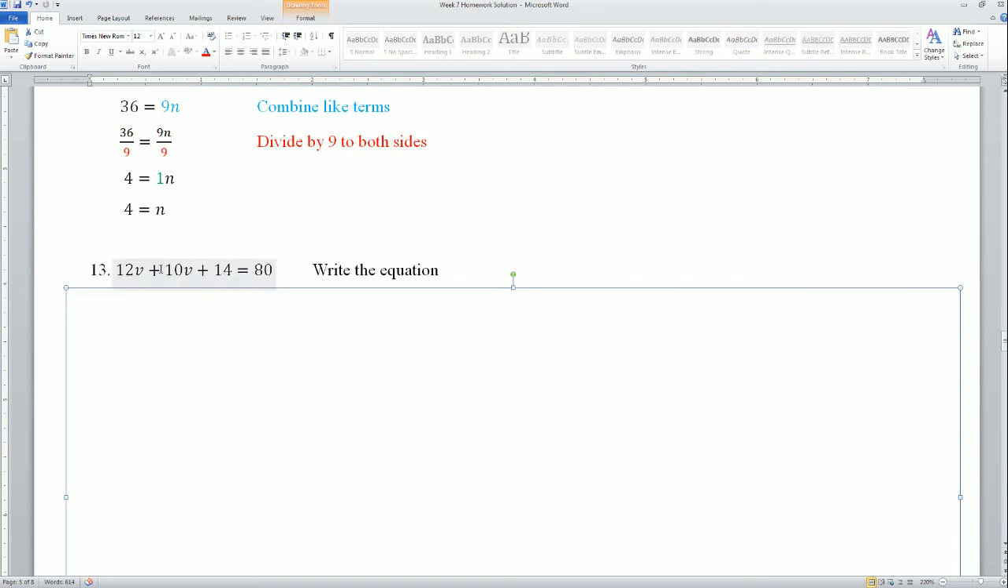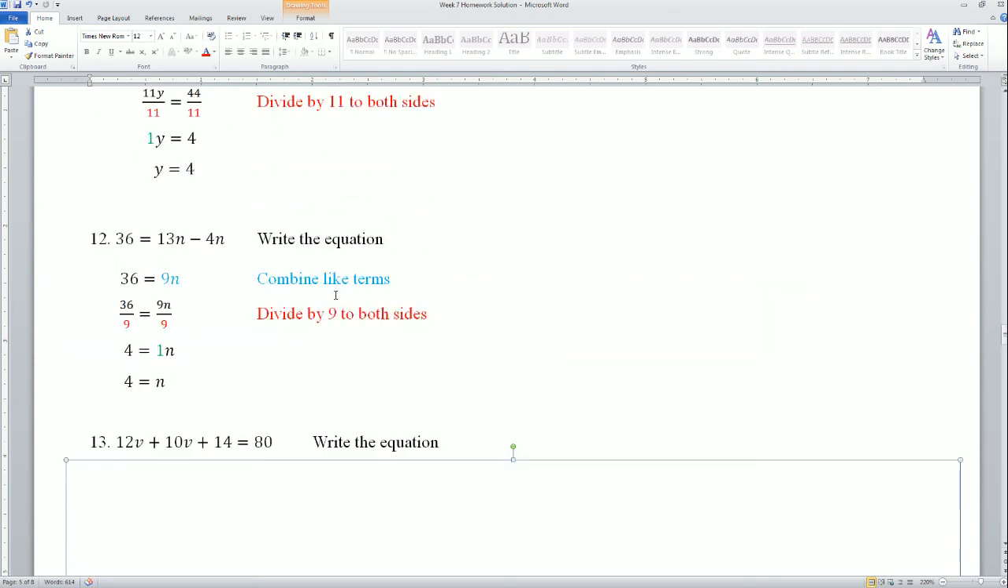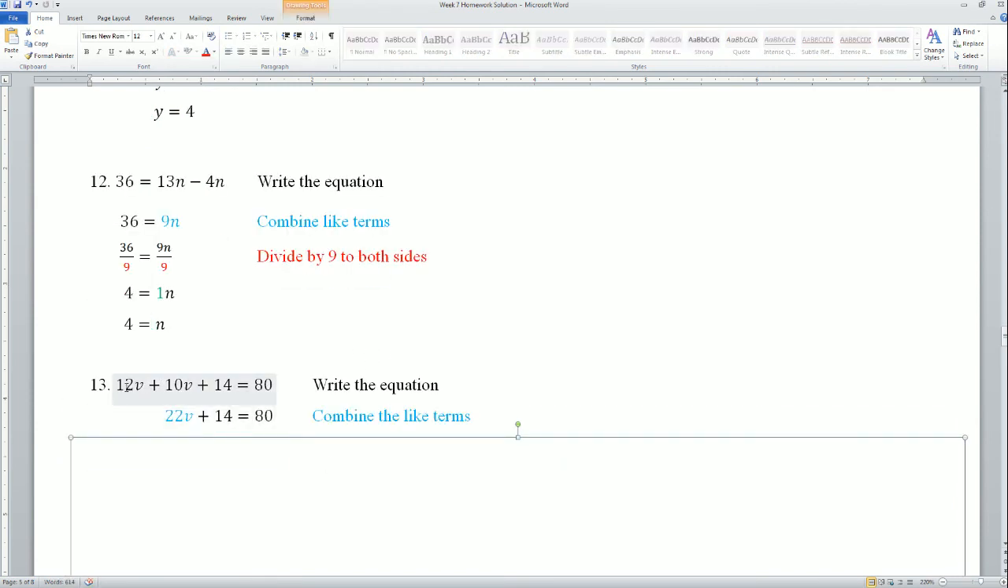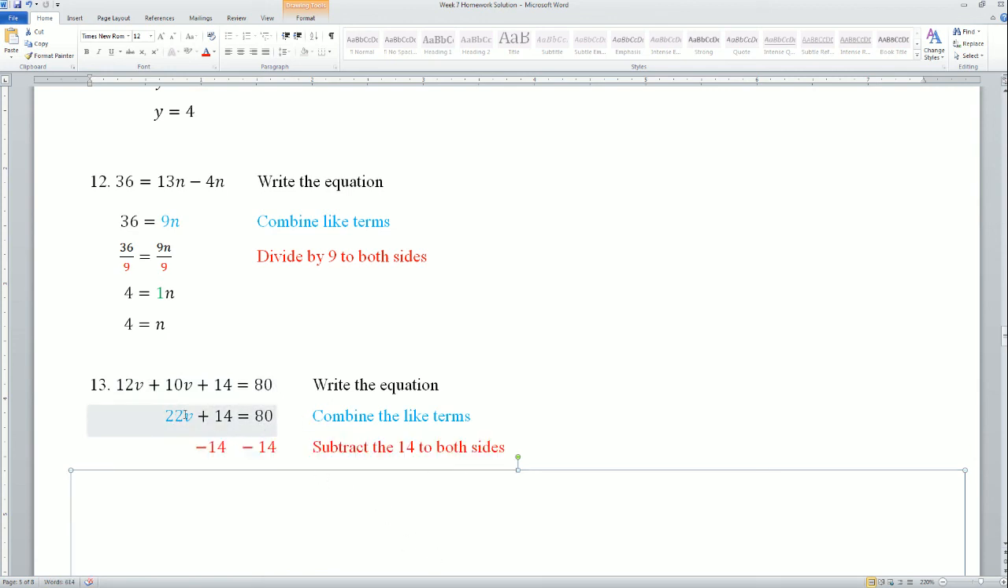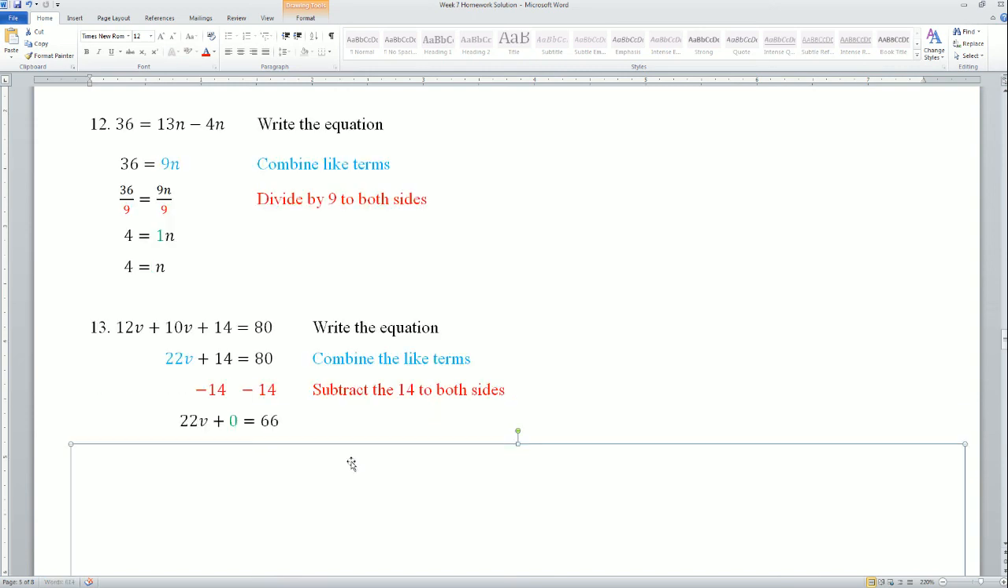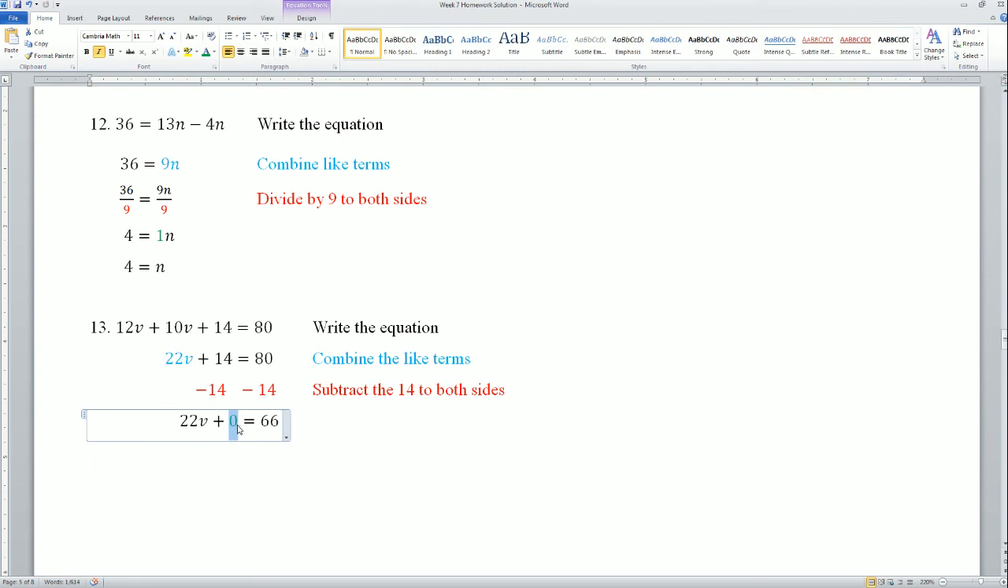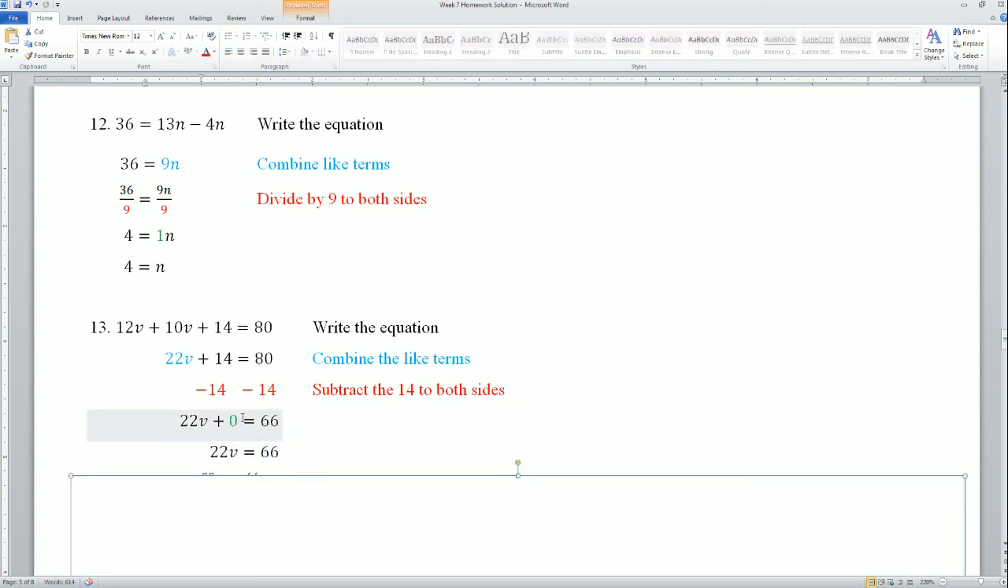Let's go to 13. 12v plus 10v plus 14 equals 80. Again, we always want to combine the like terms as the first step. So 12v plus 10v is 22v. That's just combining the like terms. Then what is attached is this plus 14, so I'm going to subtract 14 from both sides. In that process, I get 0, which is the identity element. On the right hand side, 80 subtract 14 is 66. I don't really write the plus 0.